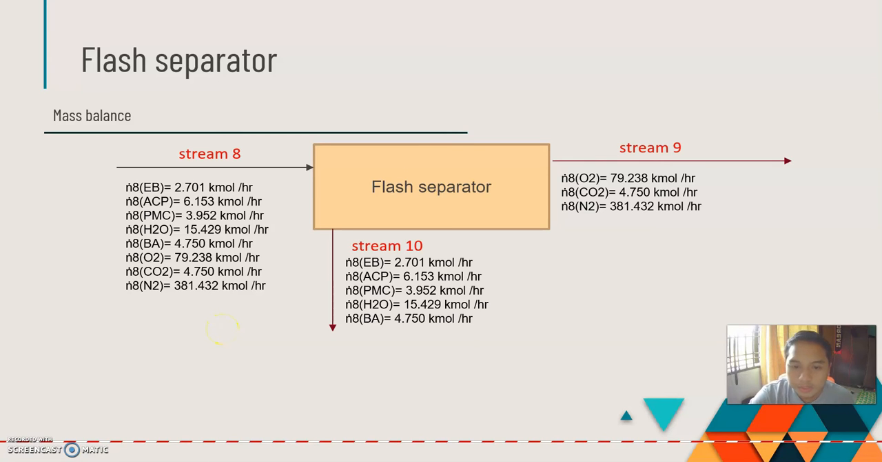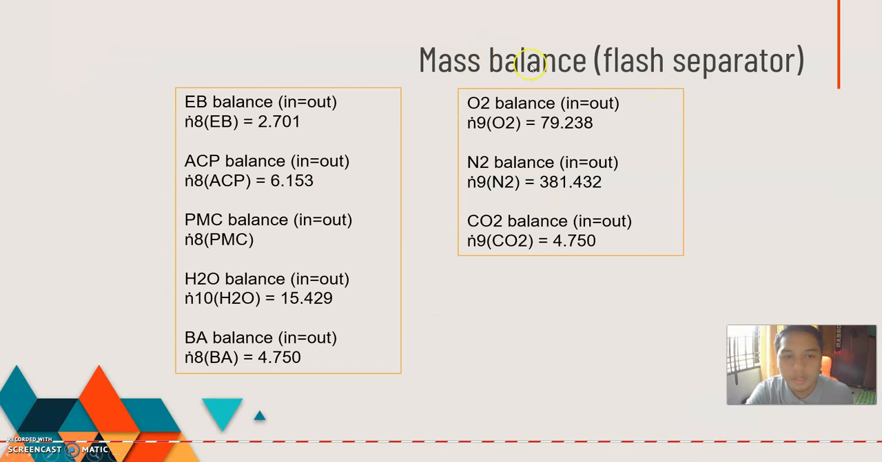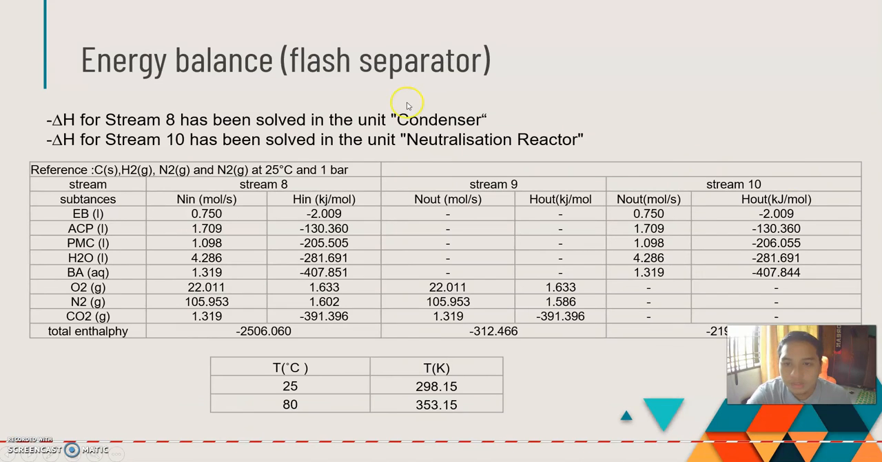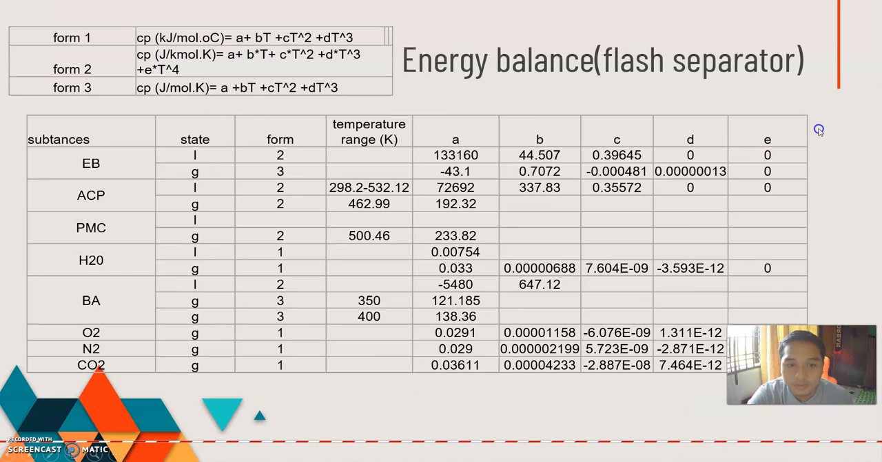Okay, for the flash separator, there is one inlet and two outlets. In this flash separator, we're going to separate the non-condensable product from stream 8 and go to stream 9 and reach the atmosphere, and the balance is liquid product to stream 10. This is our mass balance. Our mass balance we do in equals to out. This is our energy balance. This is our table and reference state. For stream 8 has been solved in the unit condenser and stream 10 has been solved in unit neutralization reactor.